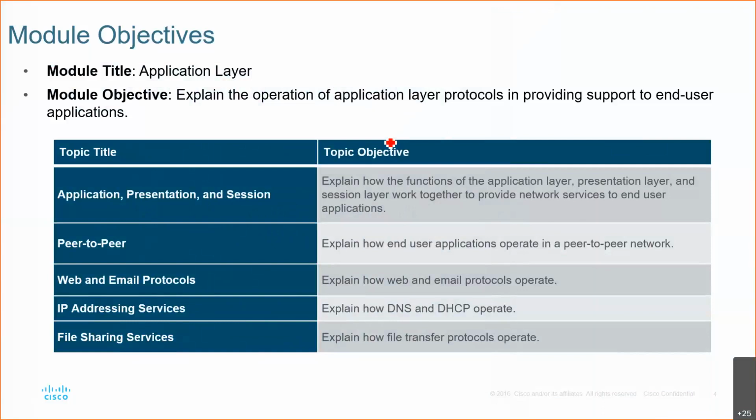So these are some of the objectives for today. We'll be looking at application layer, presentation layer, and session layer. Very often these layers are just called one layer, application layer. We'll be looking at the peer-to-peer network. We'll also look at web and email protocols. We will look at IP addressing services, and we will look at file sharing services as well.